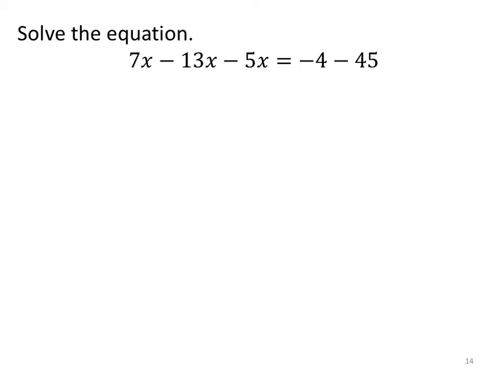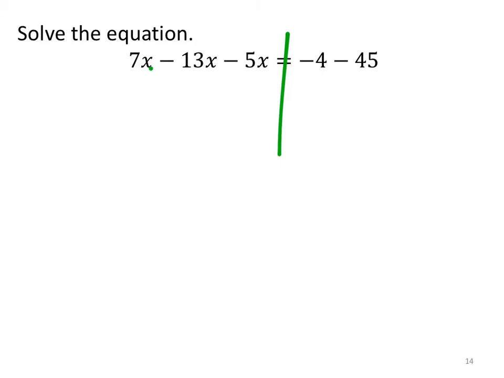Now, on problems like this one, it says solve the equation 7x minus 13x minus 5x equals negative 4 minus 45. Some students like to put a line through that equal sign so they don't get the two sides mixed up. If that's you, that's fine. If it's not you, that's fine as well. But I will look to the left side of this green line and see if there are any like terms that I can combine. Why did I choose the left? It's only because it's my habit. I start on the left. If you wanted to start on the right, that's fine.